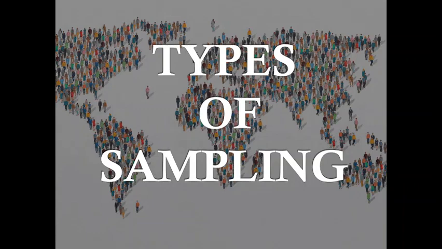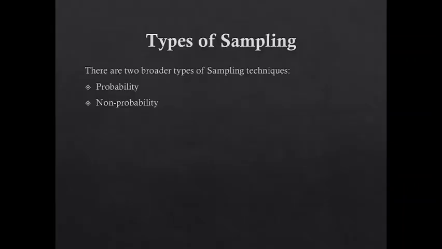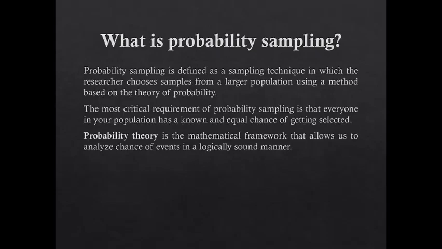So talking about the types of sampling, we have two broader types: probability and non-probability. The probability sampling technique, as its name shows, is based on the theory of probability. It is the technique in which a researcher chooses a sample from a large population using a method based on the theory of probability. The most critical requirement of probability sampling is that everyone in the population is known and has an equal chance of being selected. Probability theory is a mathematical framework that allows us to analyze the chance of an event in a logical and sound manner.